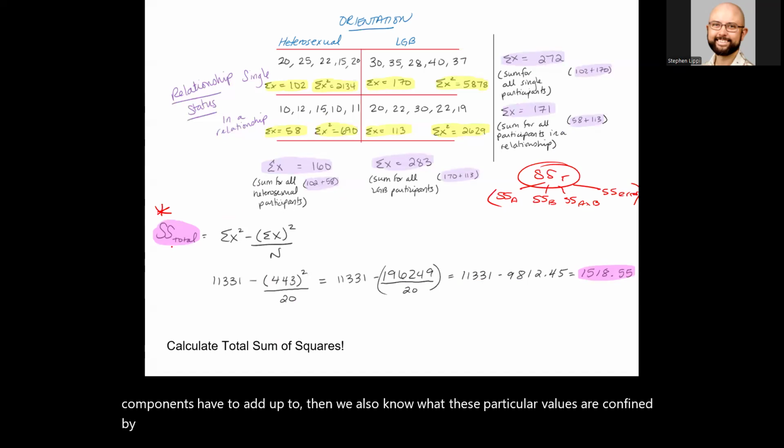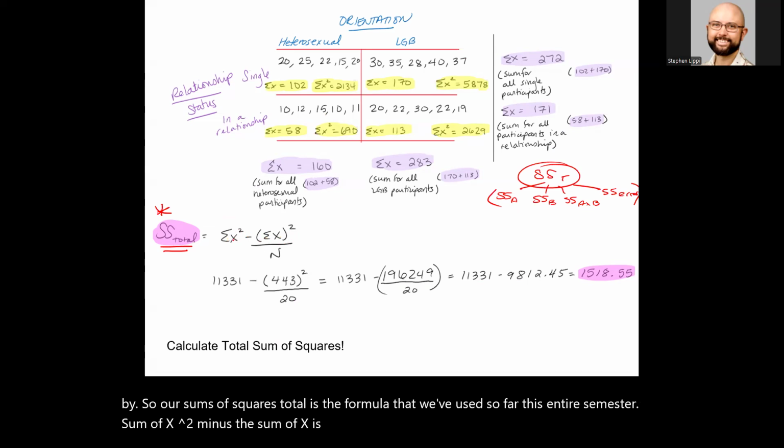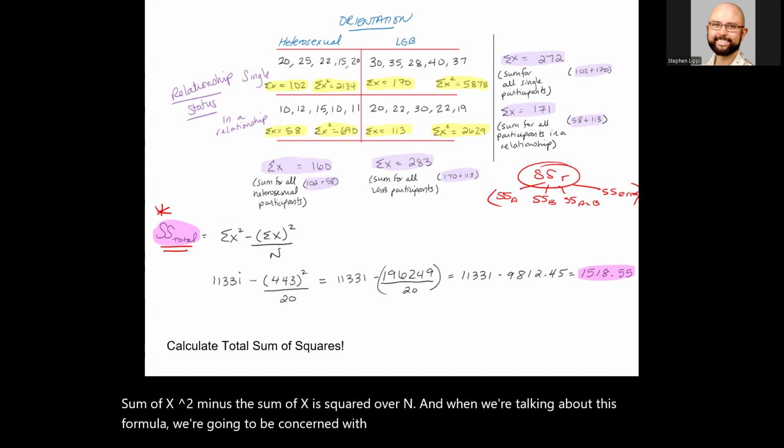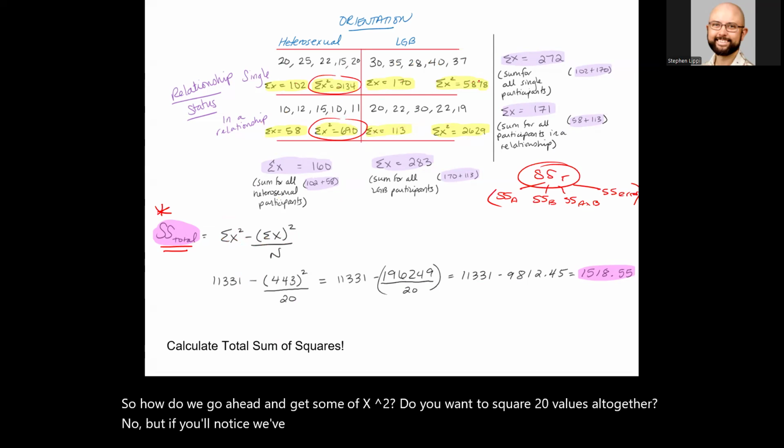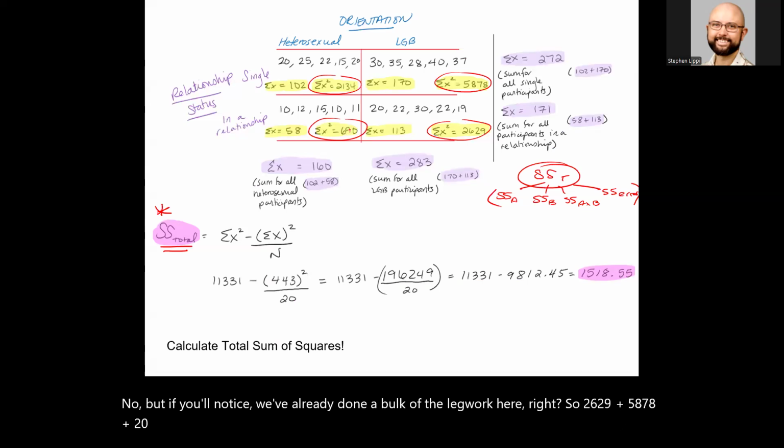So our sums of squares total is the formula that we've used so far this entire semester: sum of x squared minus the sum of x, squared, over n. And when we're talking about this formula, we're going to be concerned with every value. So how do we go ahead and get sum of x squared? Do you want to square 20 values altogether? No. But if you'll notice, we've already done a bulk of the legwork here, right? So 2629 plus 5878 plus 2134 plus 690 gives us 11,331.